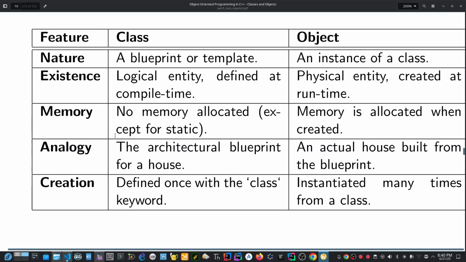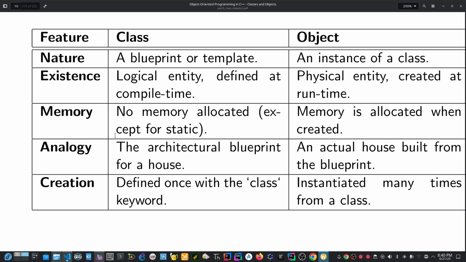A class is a blueprint or template, while an object is an instance of a class. A class is a logical entity defined at compile time, while an object is a physical entity created at runtime. At compile time, when you compile the code, versus at runtime. Then the architecture: a class is a blueprint, with no memory allocated except for static. Memory is allocated when an object is created.